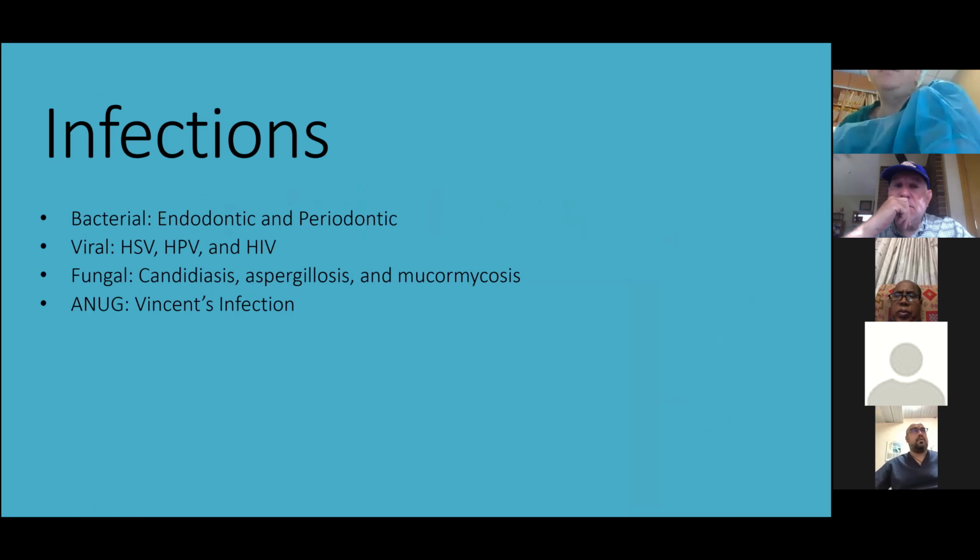Benign soft tissue lesions can be the result of infections, bacterial, can be endodontic, periodontic from the root canal or the gums. Viral can be herpes simplex, HPV, HIV, for example. Fungal, candidiasis, aspergillosis, mucormycosis. Candida, of course, is very common. Aspergillosis, mucor are quite rare.